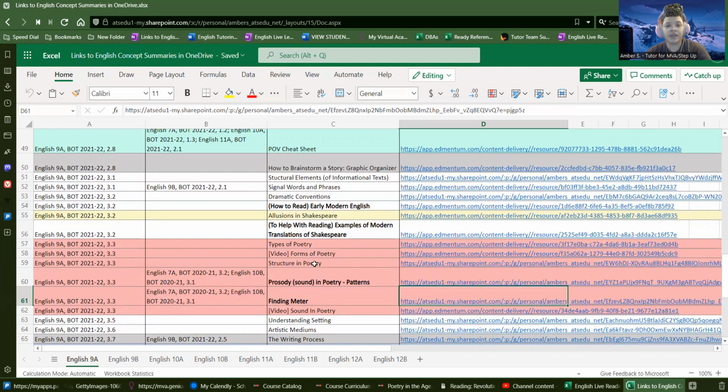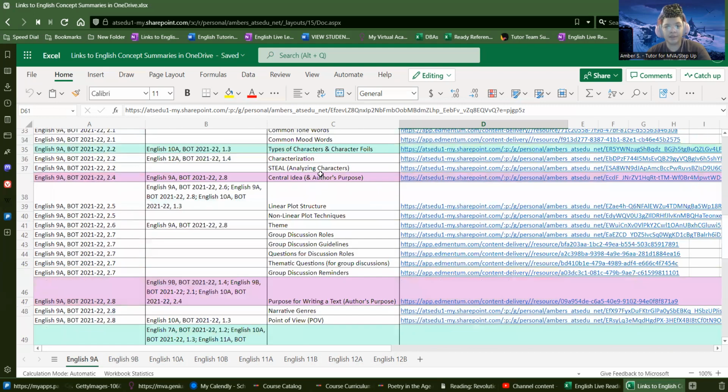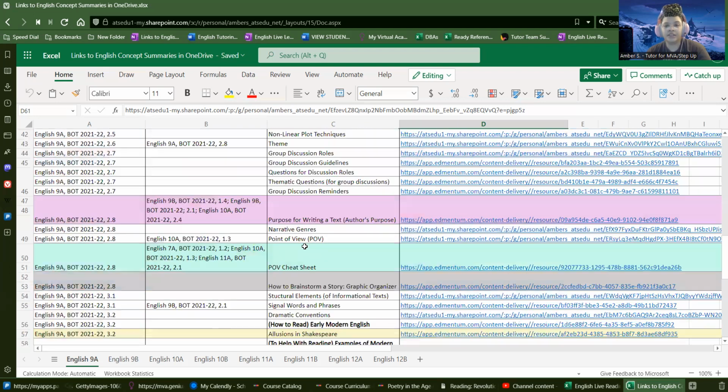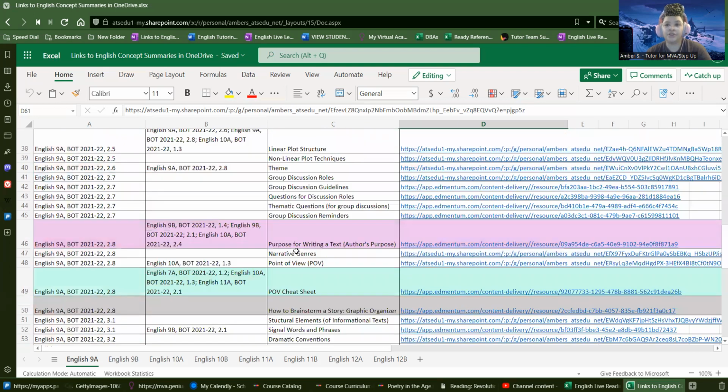What's good about this spreadsheet is that it has all of the classes that you could ever take in English here. So if, say, you're an 11th grader and you've forgotten something that's in 9th grade, right? You can come back to these 9th grade tabs. You can look at the topics that are here, and some of that information might help you in your 11th grade class.